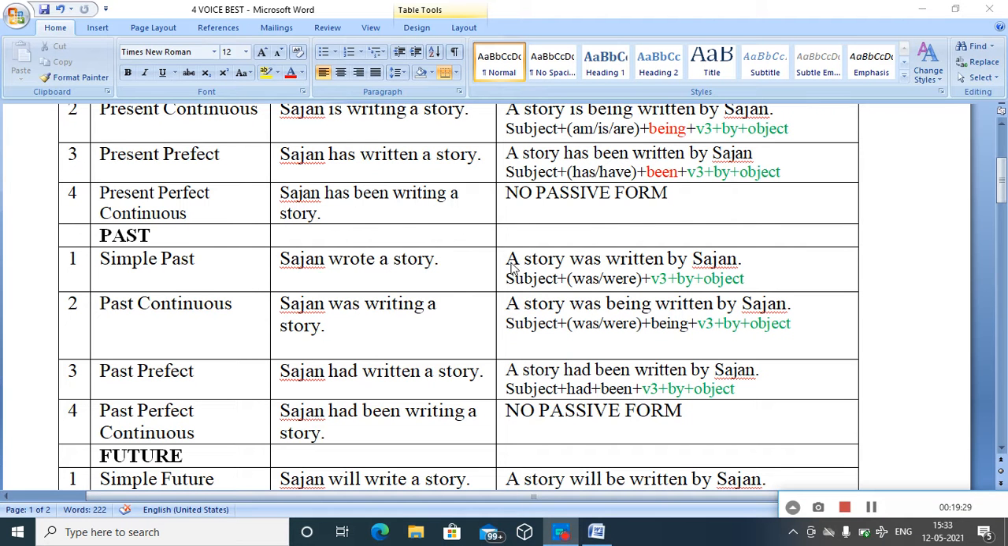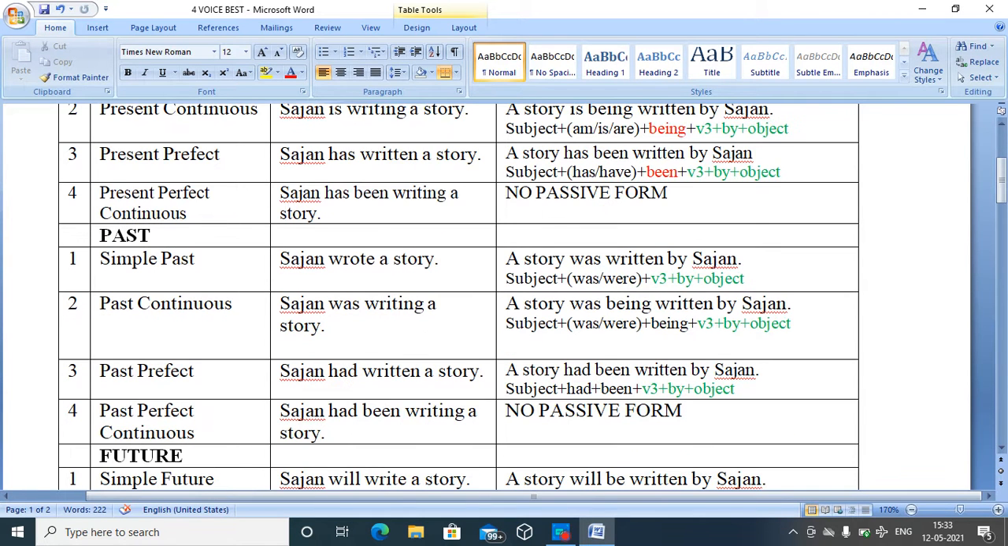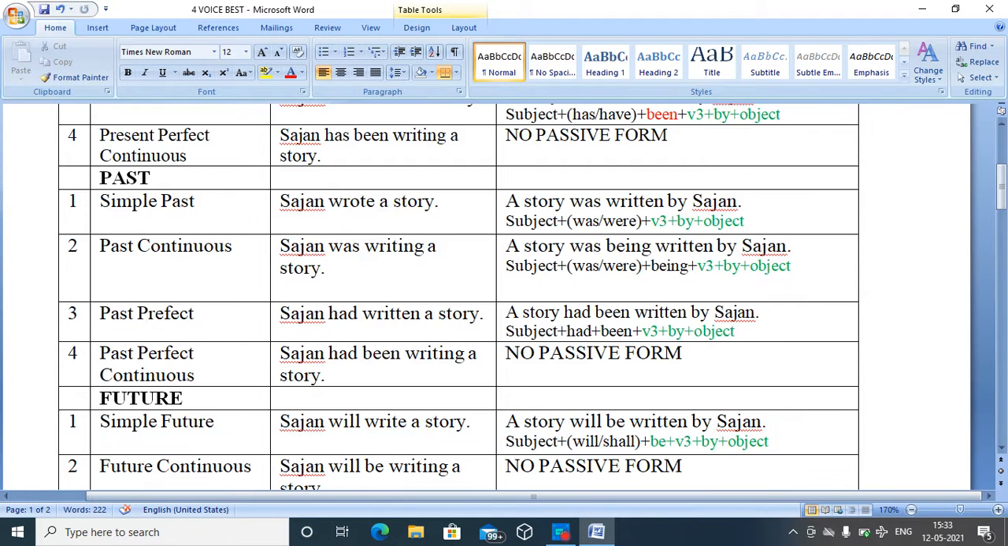Now our task is to transform this into passive form. Right? Yes. So let us see. Here again is the same task of interchanging the subject with the object. A story is taken to the forefront.